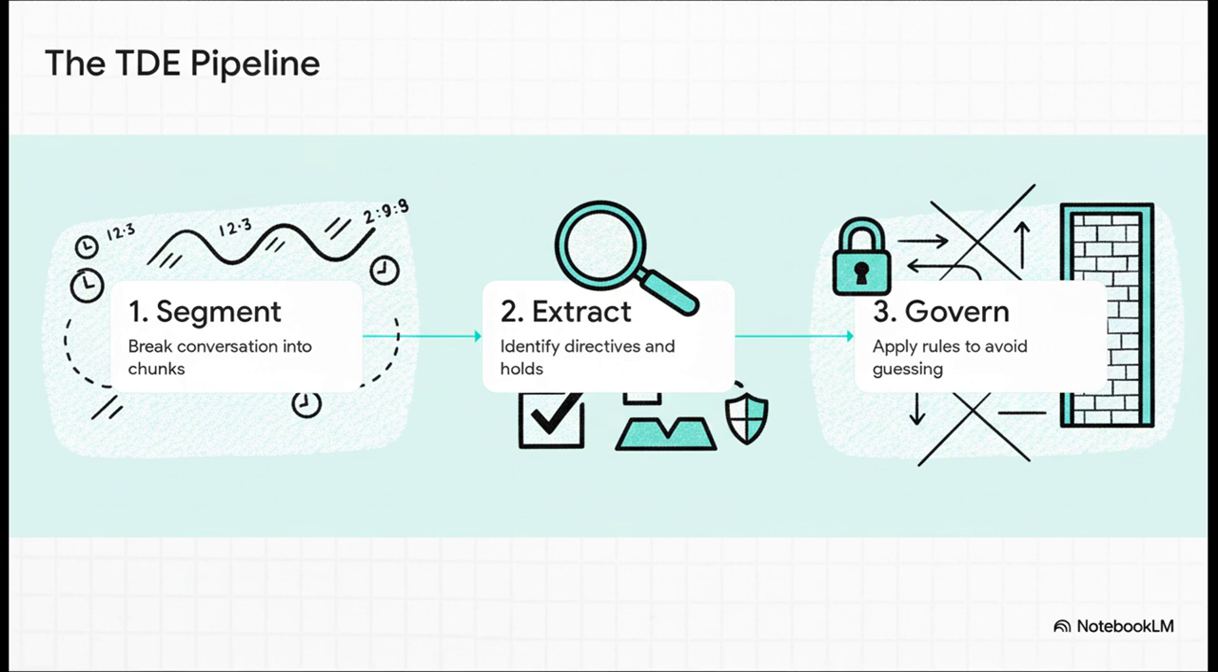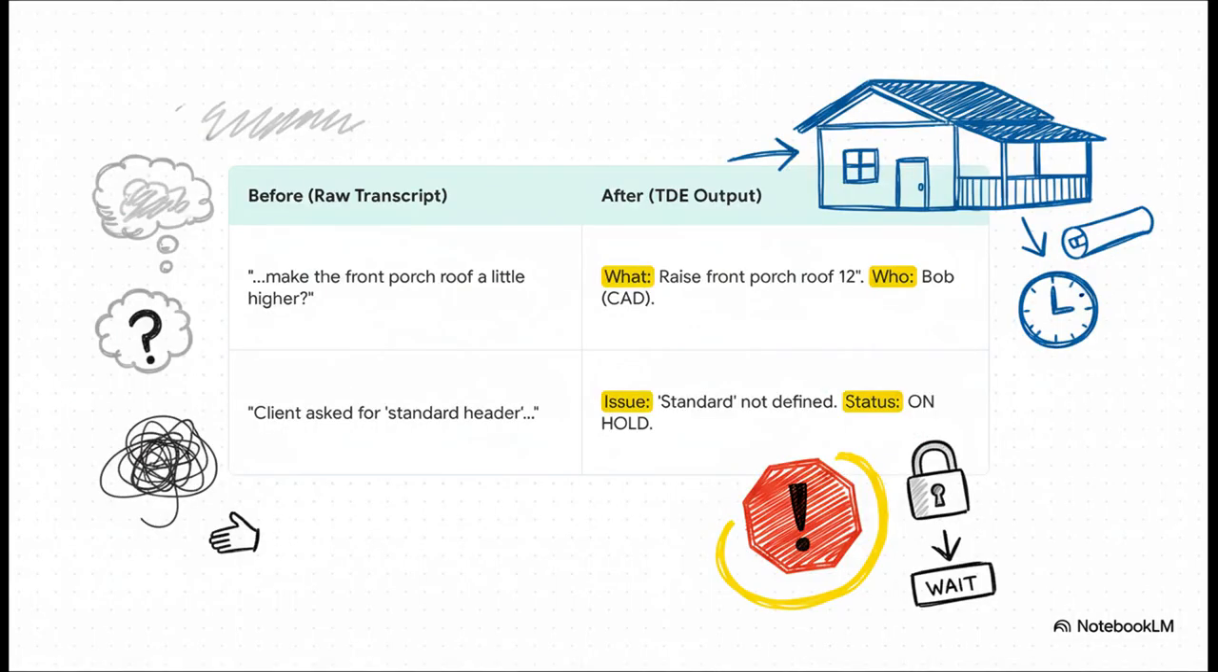And finally, this is the most important part. It governs that information with really strict rules to make sure there is total clarity and zero guesswork. And here you can see the result in action. Look at the left. That's your typical fuzzy meeting talk.